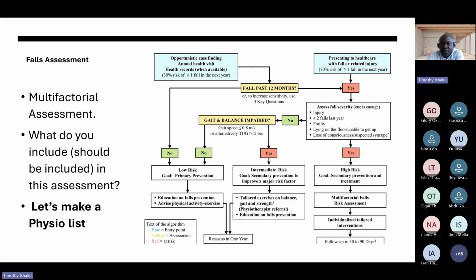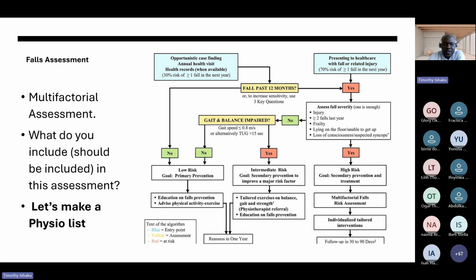I will leave the last two parts. We will talk about it in my subsequent slide, the intervention. We're looking at assessment in this section. So those with high risks of fall, you look at different aspects, a comprehensive review of what contributes to their fall.